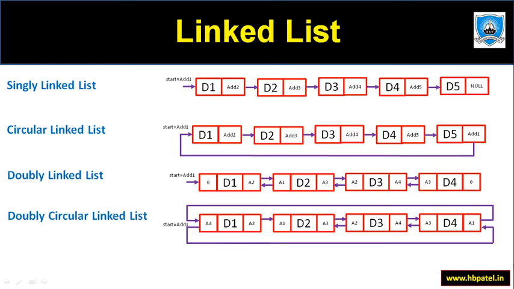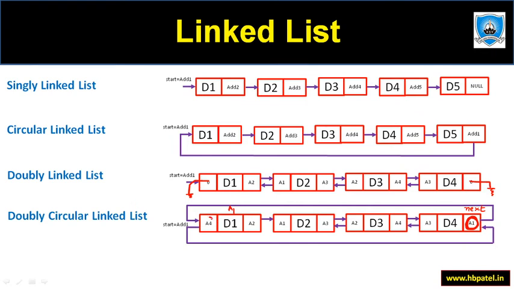And the last category is doubly circular linked list. So rather than setting null in the next of the last node and the previous pointer of the first, what do we do? We are going to put the address of the very first node A1 into the next part of the last node. Again I repeat, we put the address of the very first node A1 into the next part of the last node.